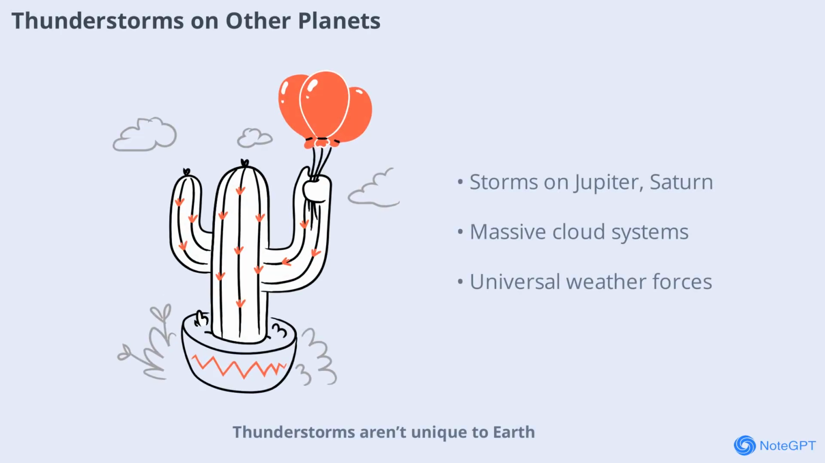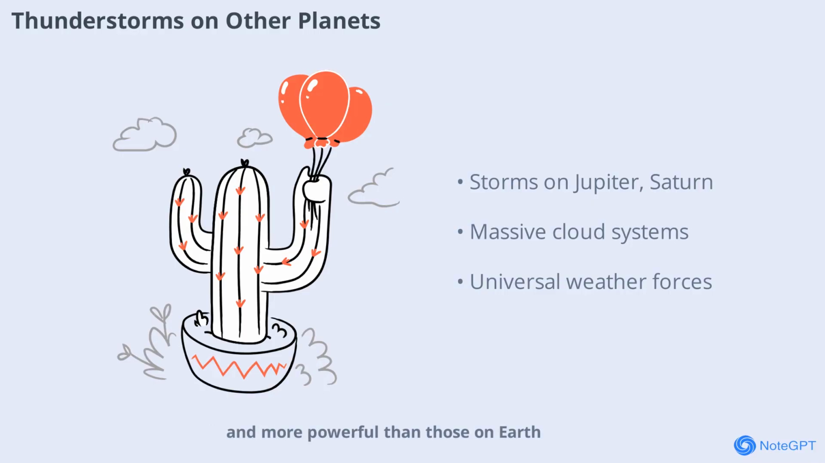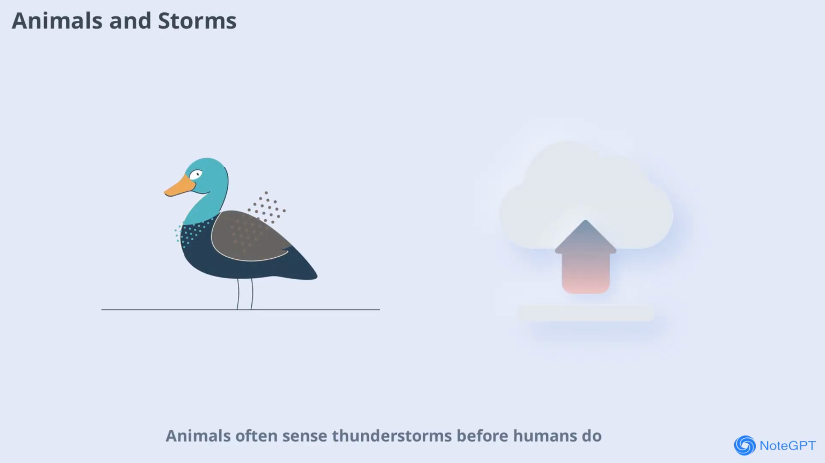Thunderstorms aren't unique to Earth. Scientists have observed storm activity on other planets, such as Jupiter and Saturn, where lightning and massive cloud systems are common. These extraterrestrial storms are much larger and more powerful than those on Earth, offering fascinating insights into the dynamics of planetary atmospheres. Studying storms on other worlds helps us understand the universal forces that shape weather throughout the solar system.